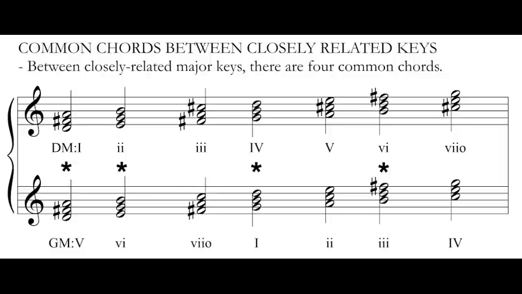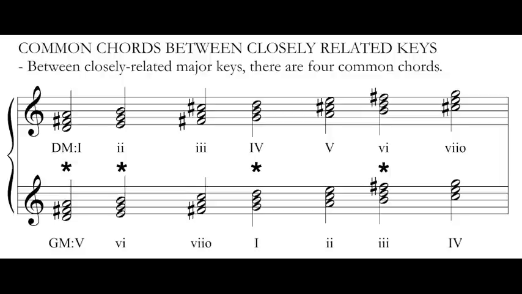F sharp minor appears in D major, but F sharp diminished appears in G major, and so neither of these would be useful as a common chord because they only belong to one key and not the other. G major is a common chord. It's 4 in our key of D and 1 in our key of G.